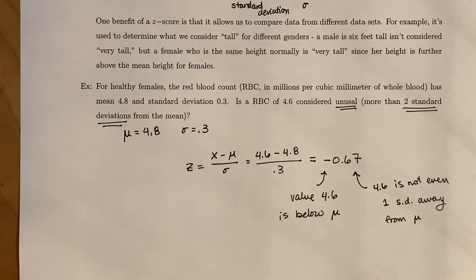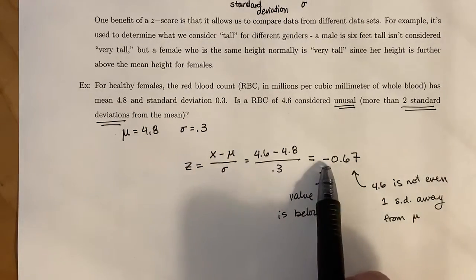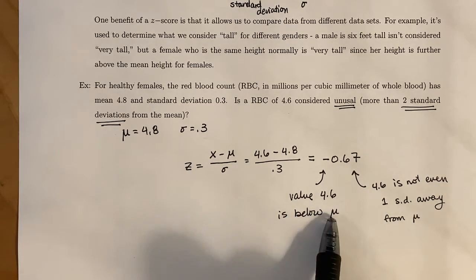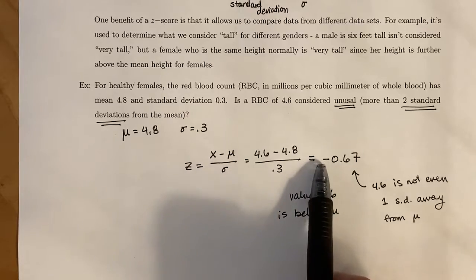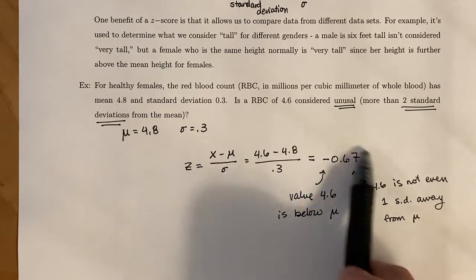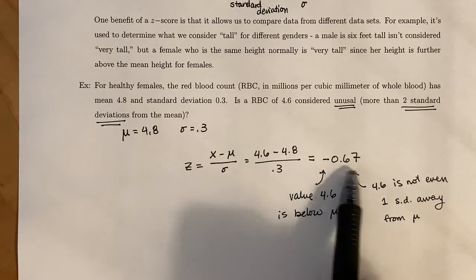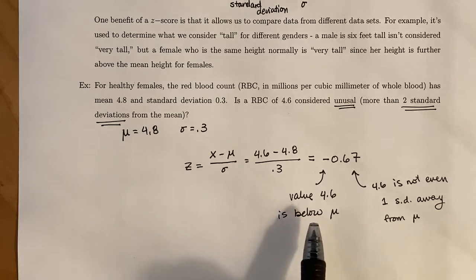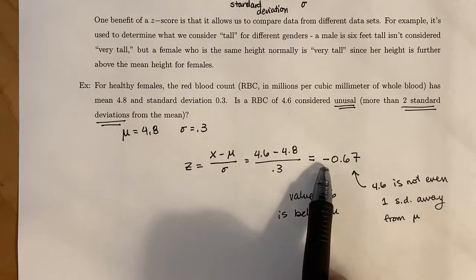If we ended up getting, say, positive 2, that would mean that our value was a full 2 standard deviations above the mean. If we ended up getting a negative 1, that means that the value we were looking at was exactly 1 standard deviation below the mean. So the sign tells you whether you're below or above the mean, and the number part without the positive or negative, just the number itself, tells you essentially how many standard deviations you are away from the mean. So a negative number means you are that many standard deviations below the mean.